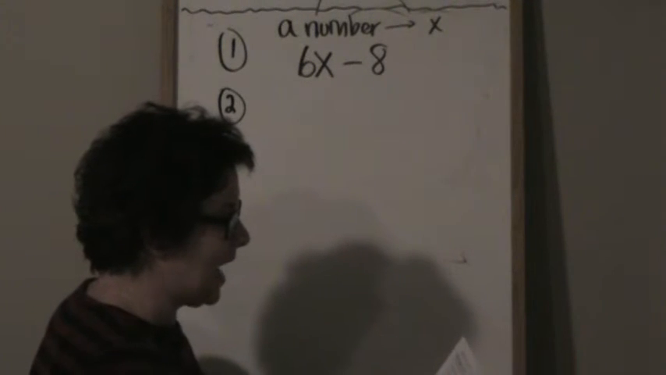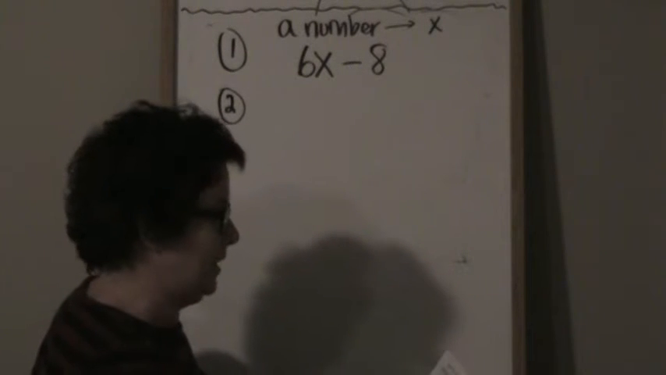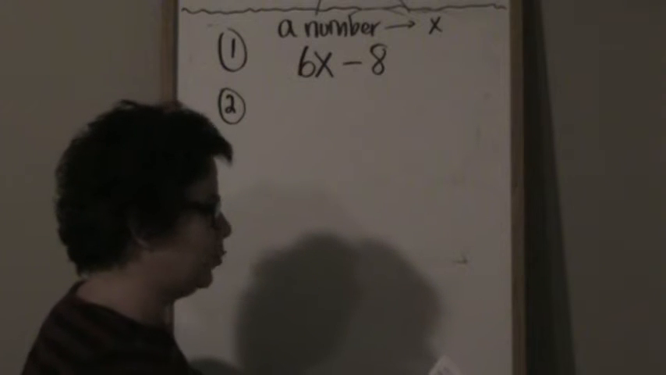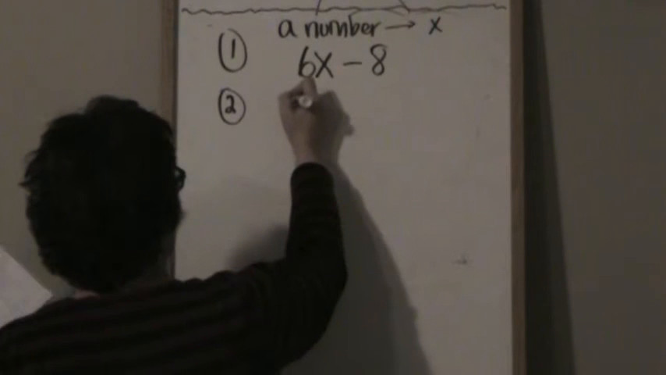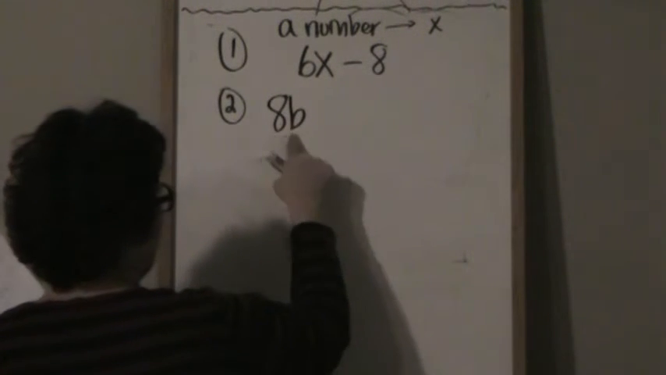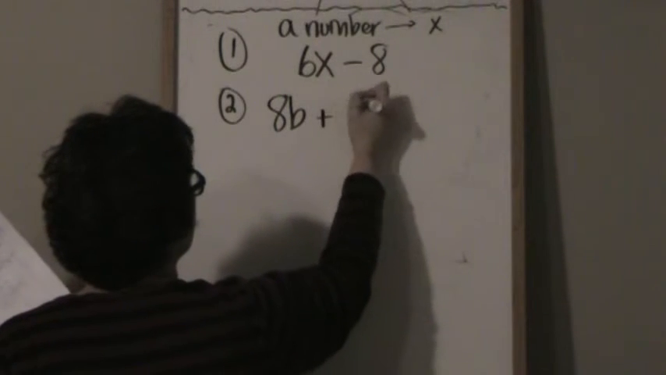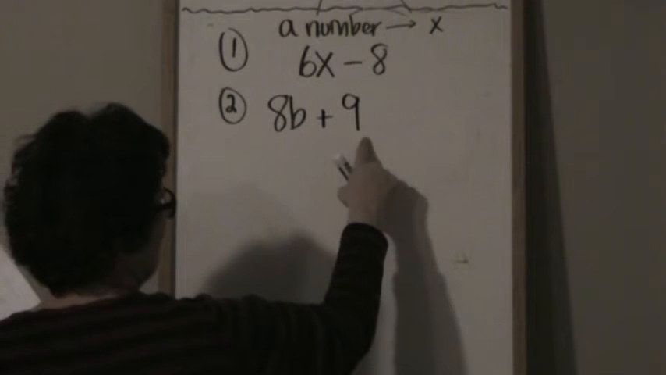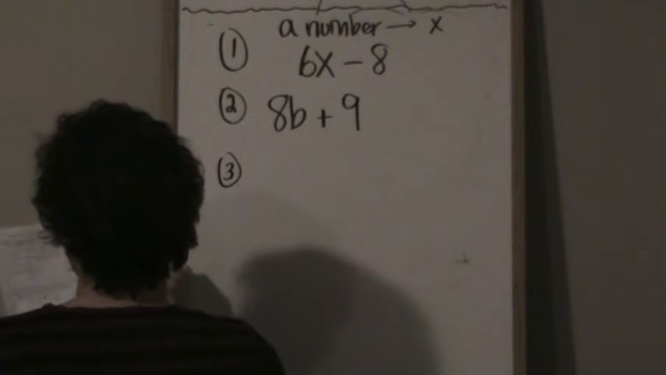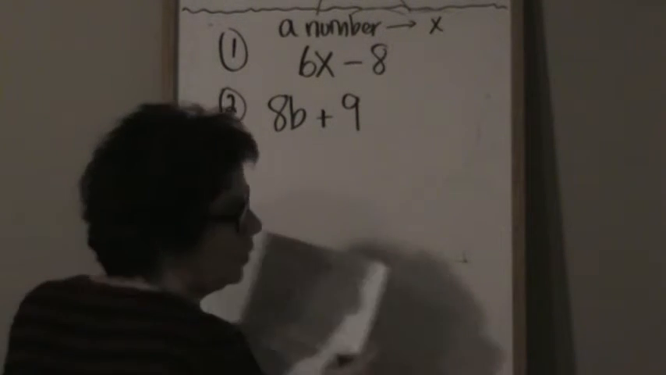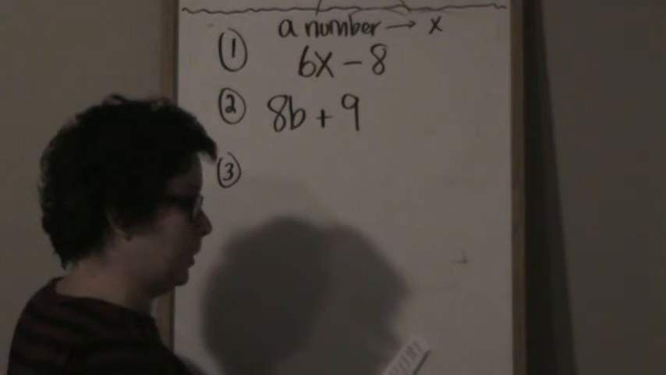says 9 added to the product of 8 and B. 9 added to the product of 8 and B. The product means multiply of 8 and B, so that would be 8B, because remember, that means multiply, and then I'm adding 9 to it. 9 added to the product of 8 and B. Okay, number 3, the product of 4 and the sum of 6 and a number.